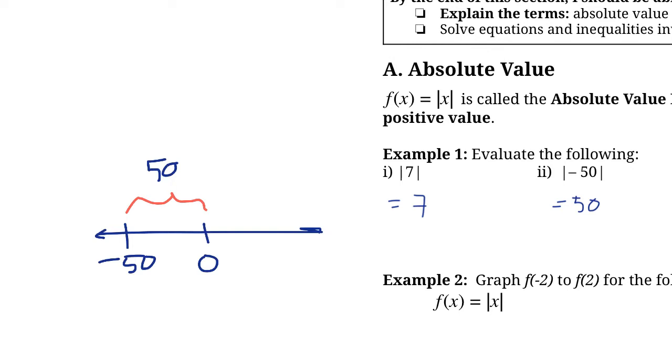Same thing with positive 50. The distance between 0 and positive 50 is also just 50, right? So we can also think of it as the distance a value is from 0.